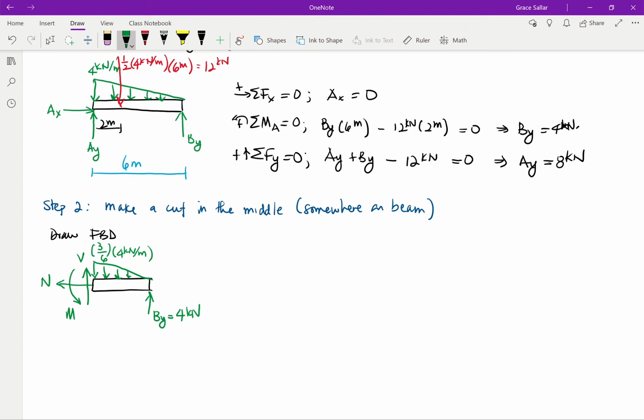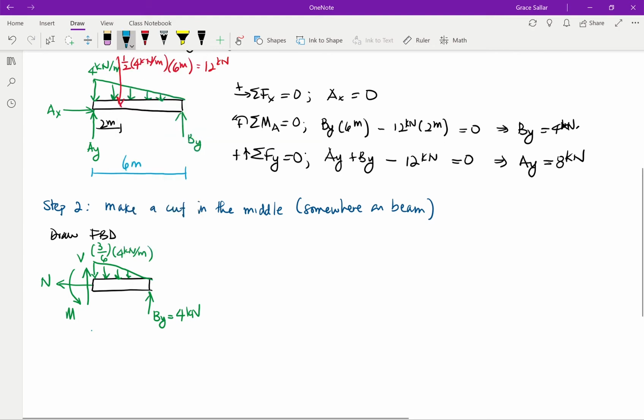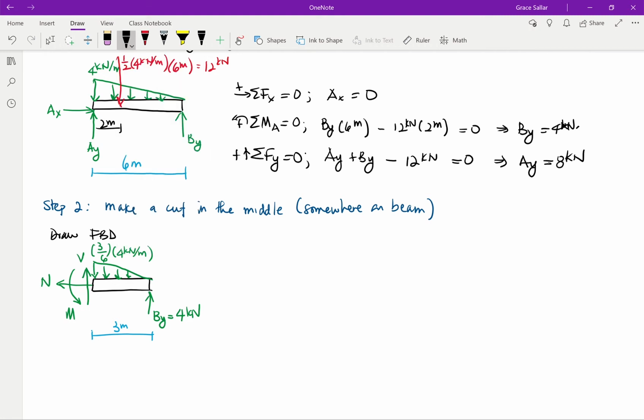So really quickly, we're going to draw the dimension here, which is 3 meters. Back to our black pen. Almost done, guys. So first step is summing. Let's start with summing moments about point, let's call this point D, which is equal to 0.